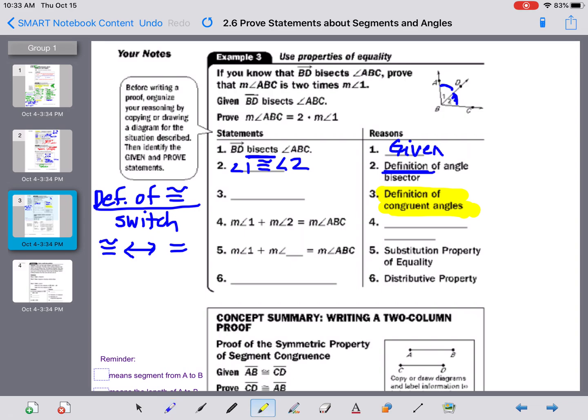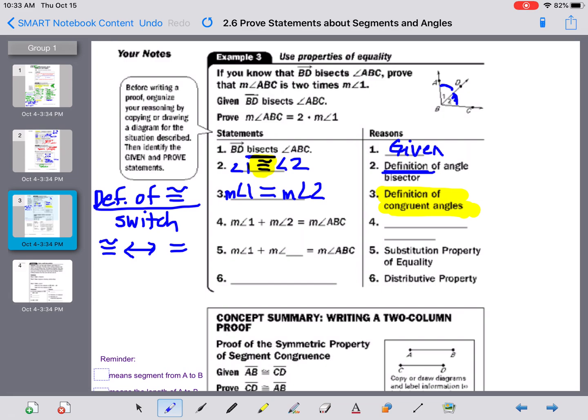So currently on step 2, I have angle 1 is congruent to angle 2. I want to switch it. I want to make it equal. Well, be careful. Angles are congruent. Numbers have to be equal. So to make this, I need to say the measure of angle 1, because that would be a number, equals the measure of angle 2. So I switched from congruents to equals. Okay? All right, in step 4, measure of 1 plus measure of 2 equals the measure of ABC.